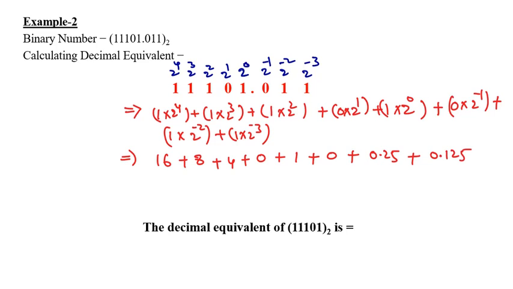So if I add all these things, it is equal to 29.375 of base 10. This is how you convert if the binary number includes fractions as well. So at the end, the decimal equivalent of the given binary number is 29.375 base 10.